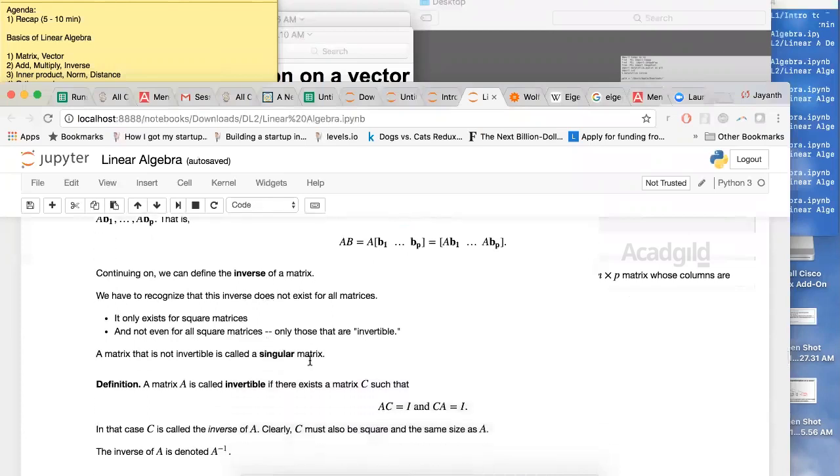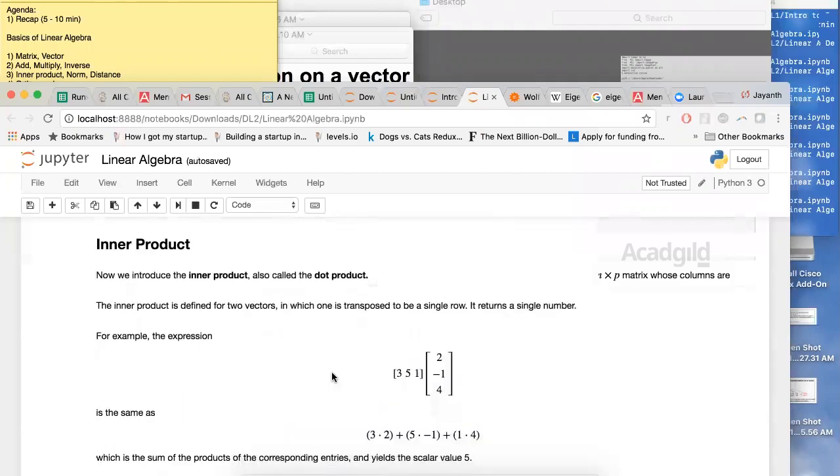So what is an inverse of a matrix? When you take A and multiply with A inverse, you must get an identity matrix. Identity matrix is nothing but having the diagonal as ones and the rest of the elements as 0. Next, the inner product or the dot product.